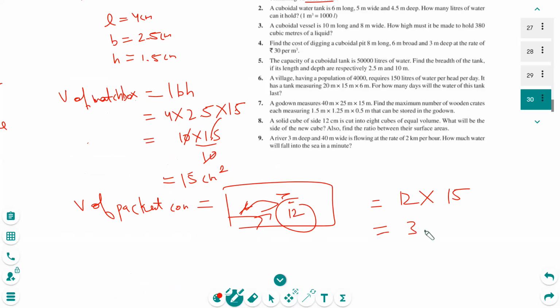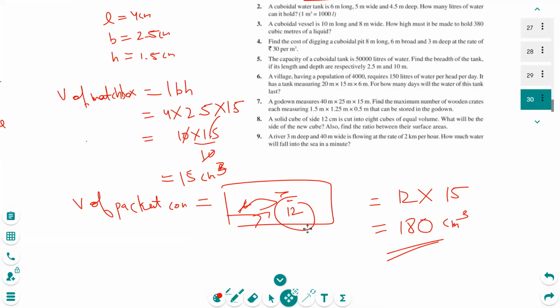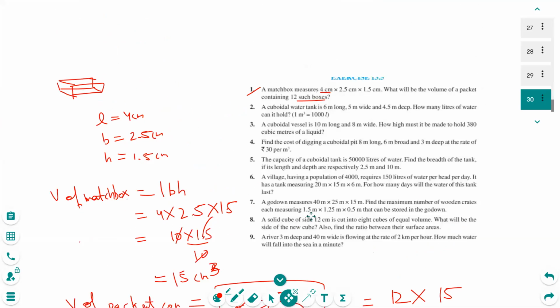15 times 12 gives me 300. 180. 180, right? My calculations are getting wrong. 180. Okay, are you sure it's 180? 160. Sure, that's good. It's centimeter cube. I'm really sorry. It's centimeter cube. Okay, so that's my first question. Is that okay with everyone?